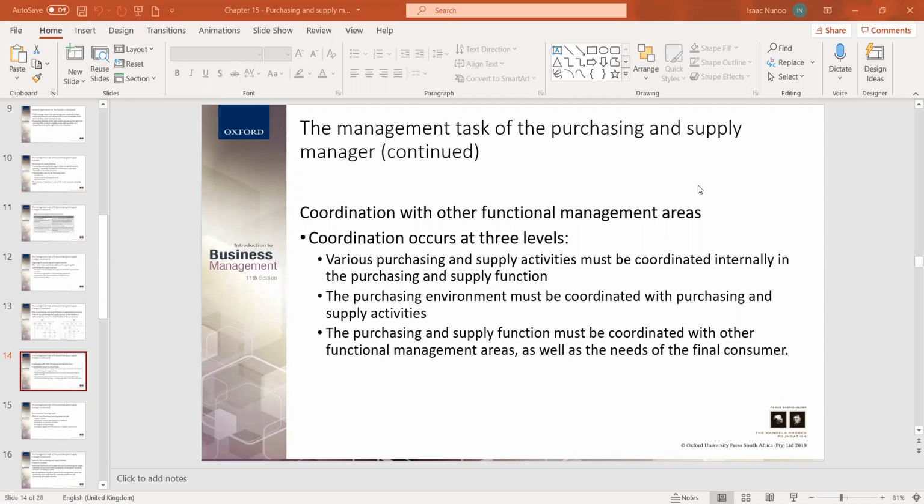All this coordination has been categorized into three. One, the various purchasing and supply activities must be coordinated internally in the purchasing and supply function. Two, the purchasing environment must be coordinated with purchasing and supply activities. And three, the purchasing and supply function must be coordinated with other functional management areas, as well as the needs of the final consumers. So basically, this is all what I've been talking about, which I've summarized in these three steps.